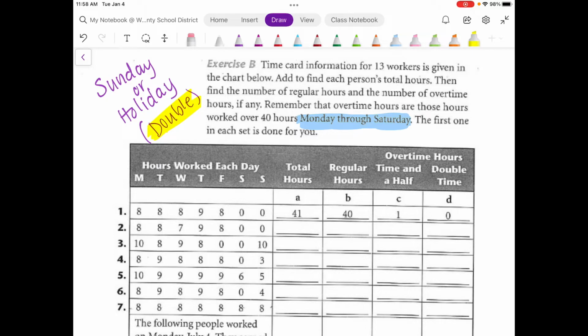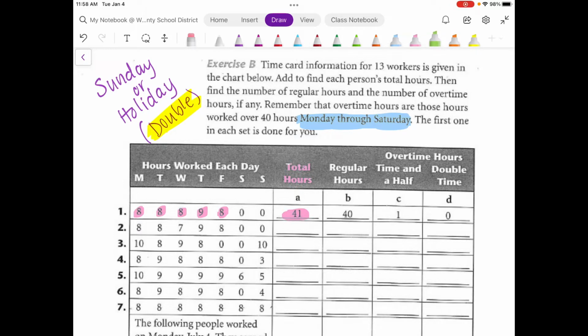Okay, so we're going to do a few of these together. Looking at the very first example that is done for us, we have different columns here. We have total amount of hours, so that's when we're going to just add them all up. In this case, 8 plus 8, 8, 9, 8. That equals 41. So you're going to do that with all of these.